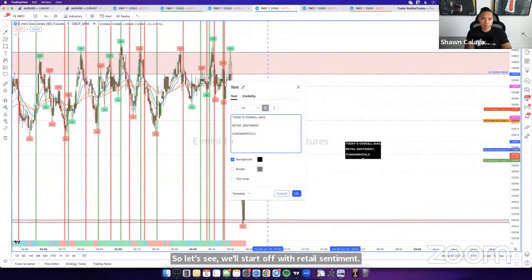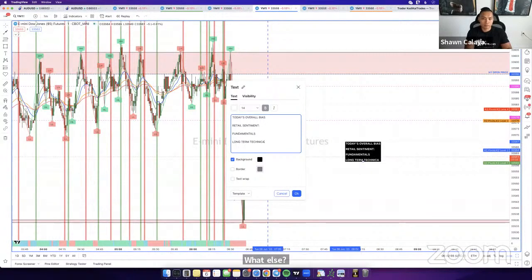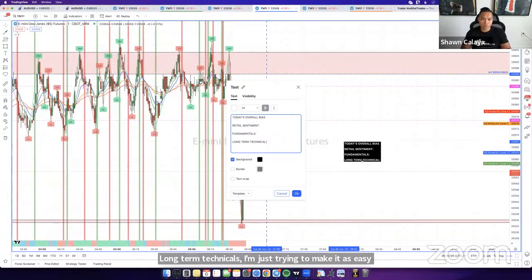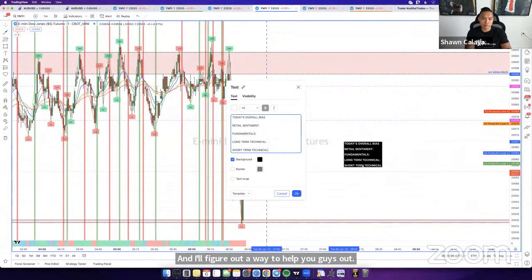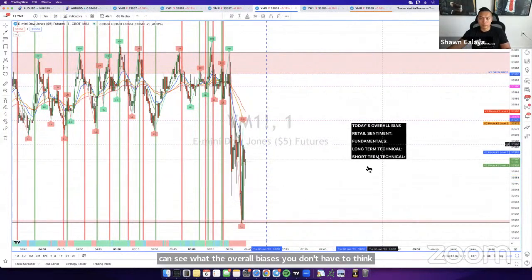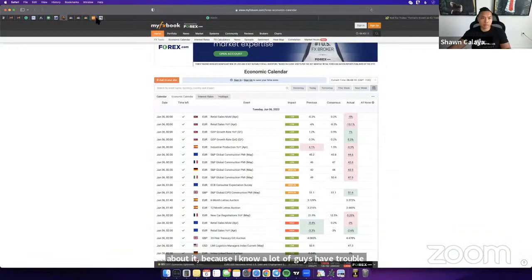fundamentals, long-term technicals. Now I'm just trying to make things as easy as possible for you guys, right? Like if you guys have issues or there's something that you need help with, just let me know and I'll figure out a way to help you guys out. I'm going to put up the overall bias here so that you guys can see what the overall bias is. You don't have to think about it because I know a lot of you guys have trouble identifying what the overall bias is. Okay. So retail sentiment, let's go over here and take a look at that first.